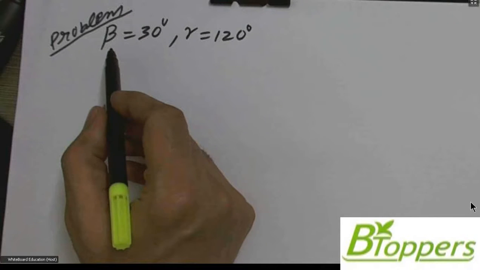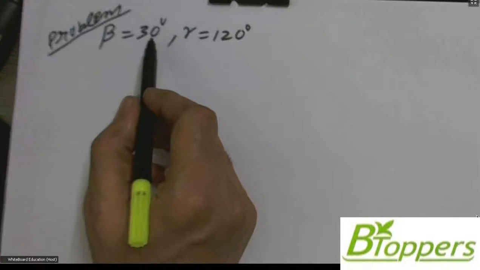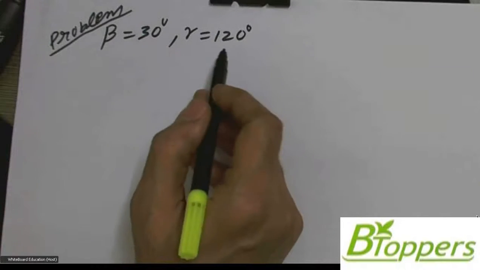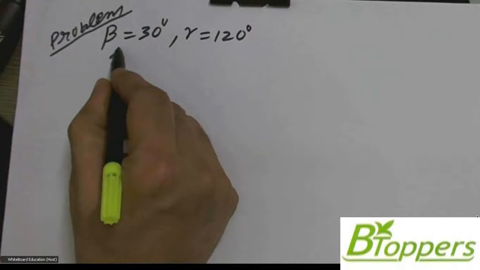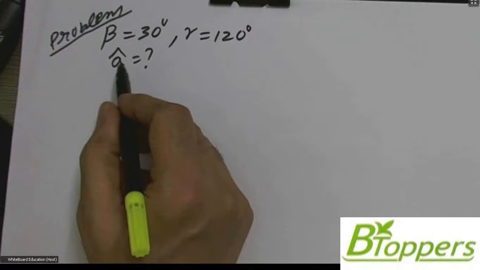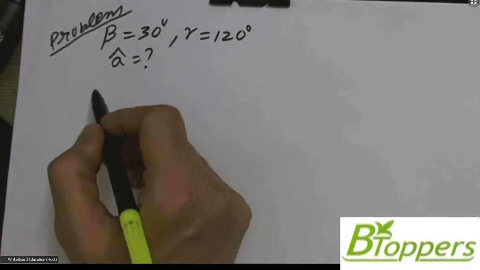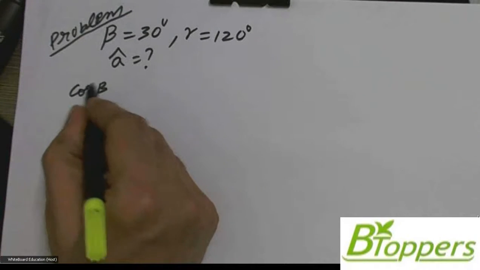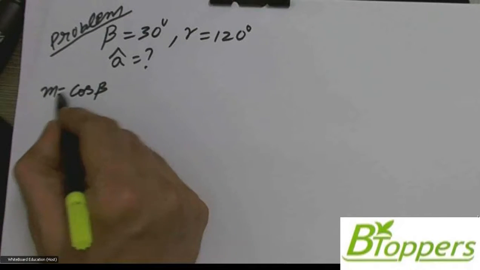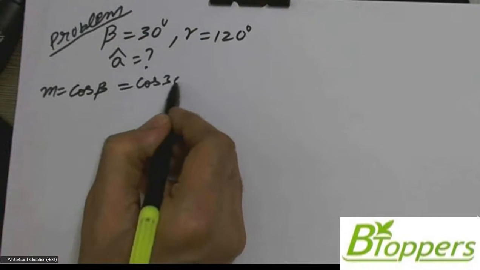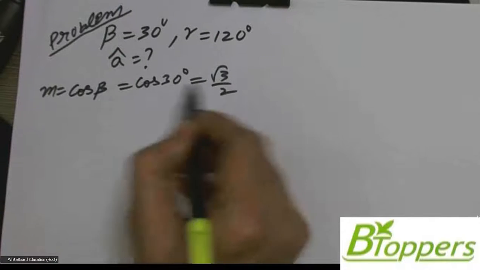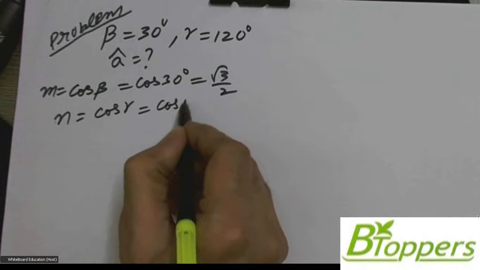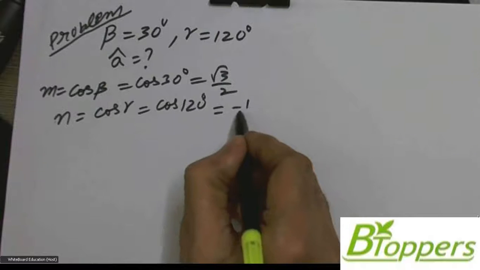It's given that the angle made by the vector A bar with Y axis is 30 degrees. The angle made by the vector A bar with Z axis is 120 degrees. That means beta is 30 degrees and gamma is 120 degrees. You're asked to find the unit vector in the direction of the vector A bar. That means you have to find A cap. For that you have to find the three directional cosines of the vector. So cos beta, which you write as M, equal to cos 30 degrees equal to root 3 by 2. Cos gamma, which you write as small n, is cos 120 degrees, that is equal to minus half.